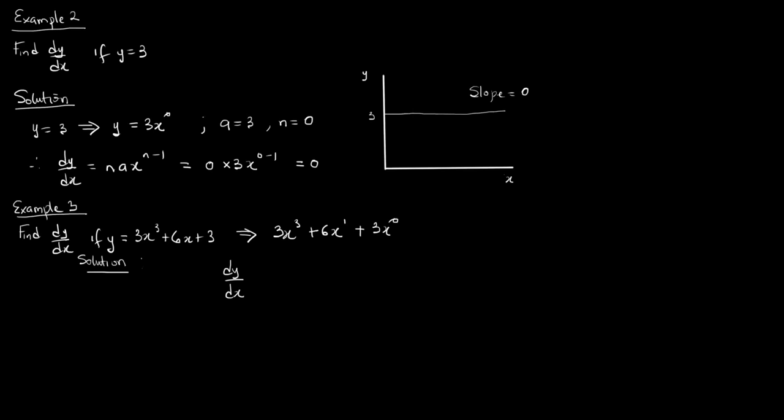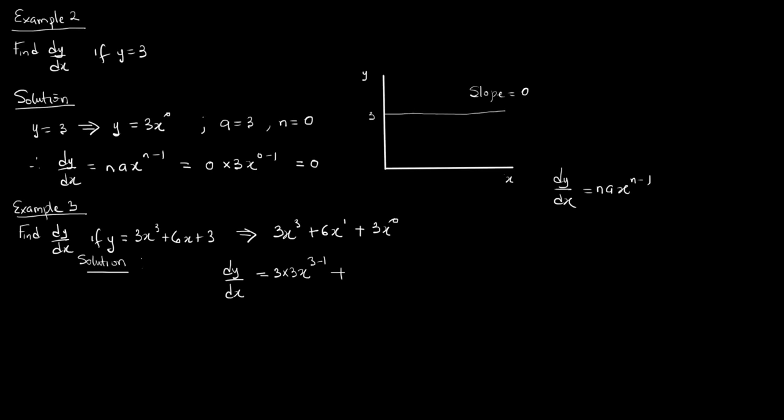So let's find out what our dy/dx is going to be. Of course, we apply the formula here. Okay, I'll write the formula somewhere there so that we always remember. So dy/dx is equal to n a x^(n-1). If we apply the formula to the first term, in this case our n is 3 and our a is 3. So we're going to get 3 times 3 x raised to power 3 minus 1. That's the first part.